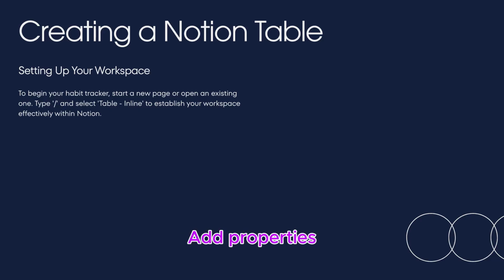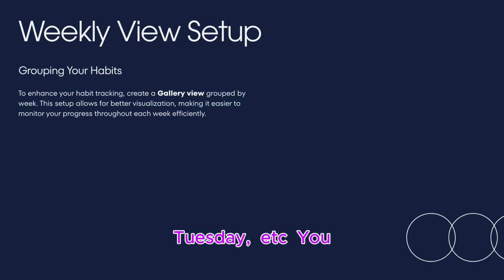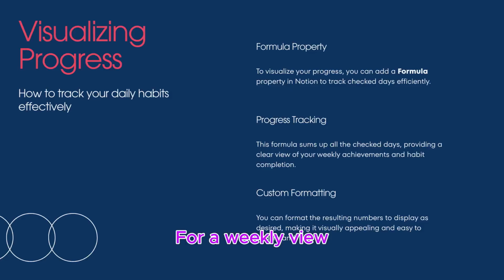Add properties. First, a title property for the habit names. Then add a checkbox property for each day of the week, like Monday, Tuesday, etc. You can also use a single date property and a checkbox to log entries over time. For a weekly view, create a gallery view and group by week.